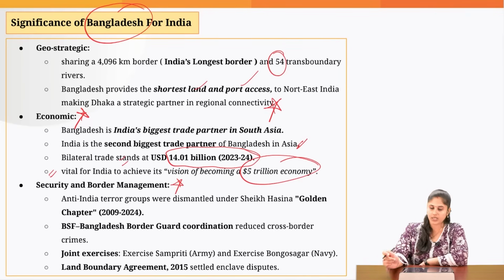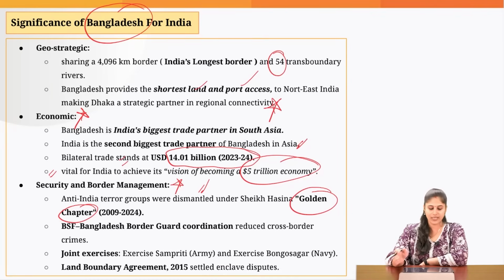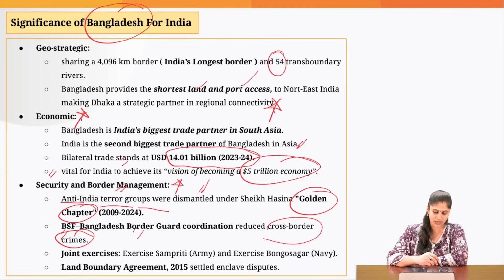Then when you talk about security and border management also, during the time of Sheikh Hasina, that was considered to be the golden chapter when it comes to India-Bangladesh relations. At that time, Sheikh Hasina actually helped us dismantle the anti-India terror groups which were functioning in Bangladesh. And the BSF as well as the Bangladesh Border Guard coordinated with each other, and that has helped us reduce cross-border crimes. Then the two countries carry out joint exercises also, that is Sampriti as well as Bongo Sagar.